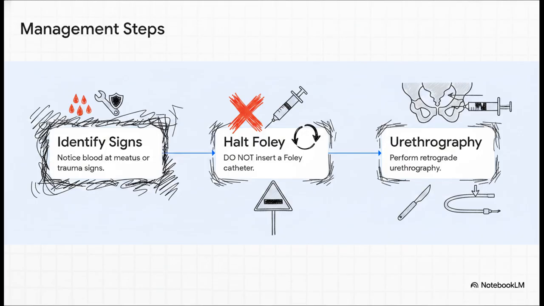So here's your crucial algorithmic sequence. Step 1, notice the signs. Step 2, halt the Foley insertion immediately. Do not pass go. Step 3, perform a retrograde urethrogram. You'll gently inject contrast into the urethra to check for any extravasation. Only after you know the exact location and pattern of that injury can you actually make a proper plan, which often means surgical repair or suprapubic catheter instead.